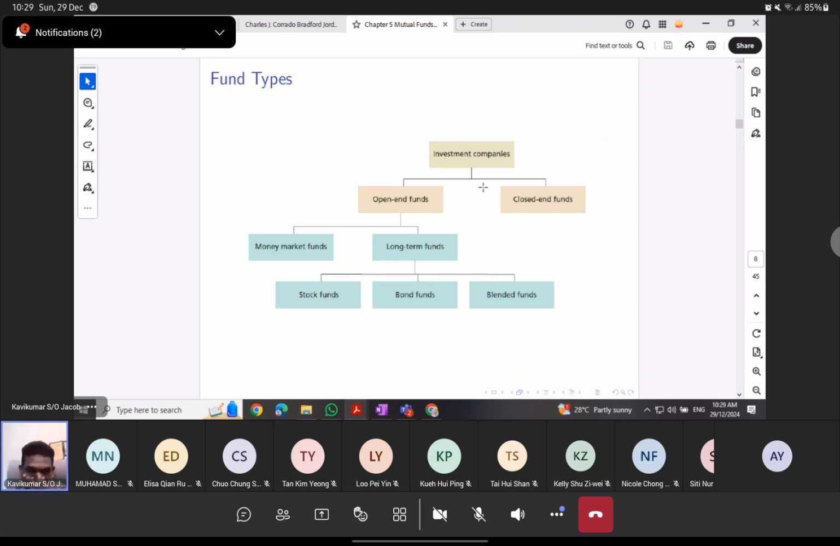So the fund types: investment companies, there are two, open-end funds and closed-end funds. Open-end funds have the money market fund and the long-term fund. So what is the long-term fund? Stock funds, bond funds, and blended funds. Blended means what? Stock plus bond.